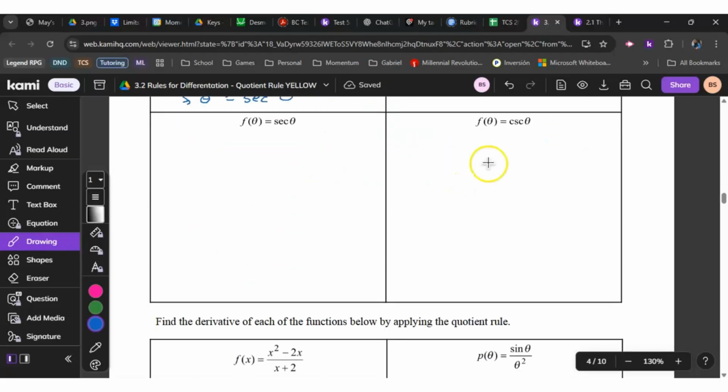So same thing here. I'm only going to do one of them, and then we'll just extrapolate what the other one should be. So let's do the first one. Okay, so this one is really 1 over cosine. All right. So that would mean that the derivative, d theta, is going to be low d high.